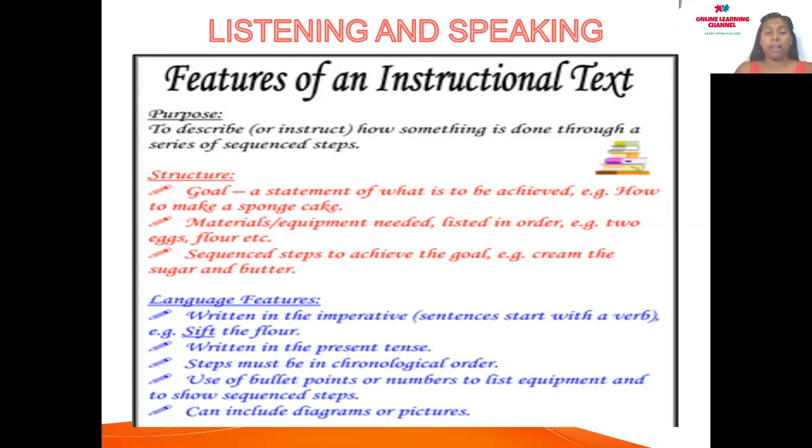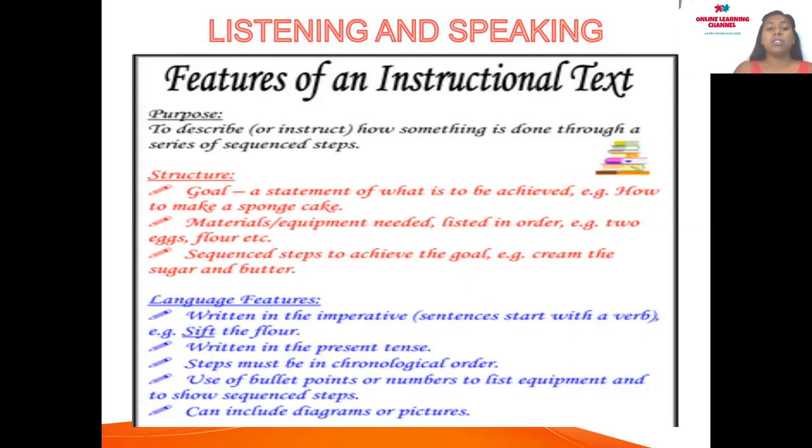So let's go back. We have the goal. What are we going to make? Then we have the materials or equipment or stuff that we're going to need. We'll list it down. Then we sequence our steps. That means in order, number 1, number 2, number 3, what steps we have to follow.